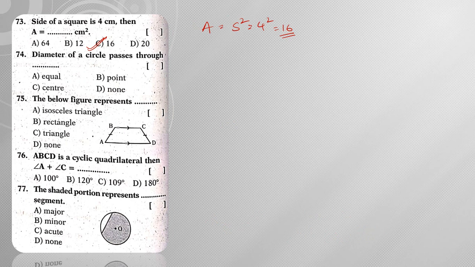Next, diameter of circle passes through. So the diameter of circle passes through the center of the circle. Next, the below figure represents. So clearly these two sides are parallel, then we can call it as a trapezium, right? So we can call it as a trapezium, and these two sides are also equal, then we can call it as isosceles trapezium. So when two sides are parallel and the length of legs are equal, then we call it as isosceles trapezium. Hence answer is option D here.